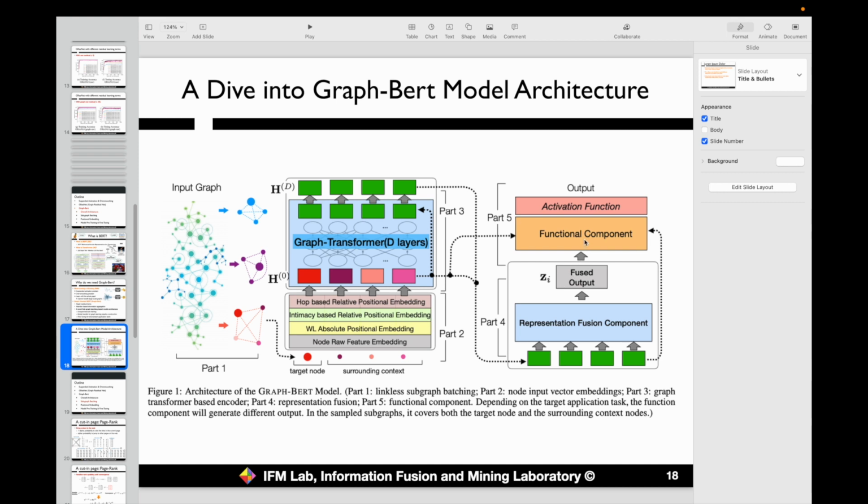Now we can do node classification, we can do link prediction, and we can also do clustering as well. So this is the overall architecture of the Graph-Bert model we illustrate on this page. It will have 5 parts, and each of them will be responsible for different kinds of functions. Part 1 is for subgraph sampling, and part 2 is for the initial embedding. Part 3 is for the encoder, for representation learning. Part 4 is for the fusion, and part 5 is for the application problems. We'll illustrate them one by one in the next pages.